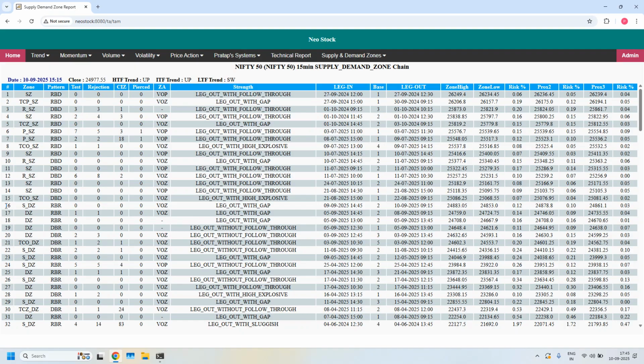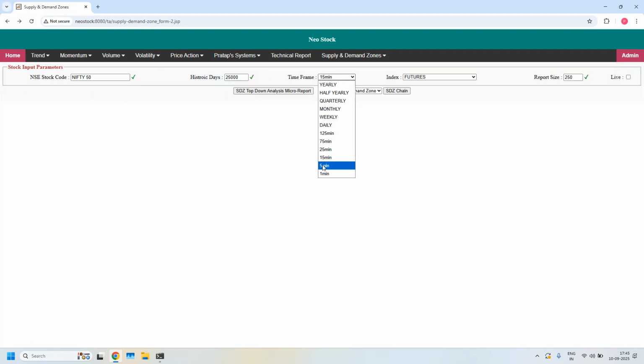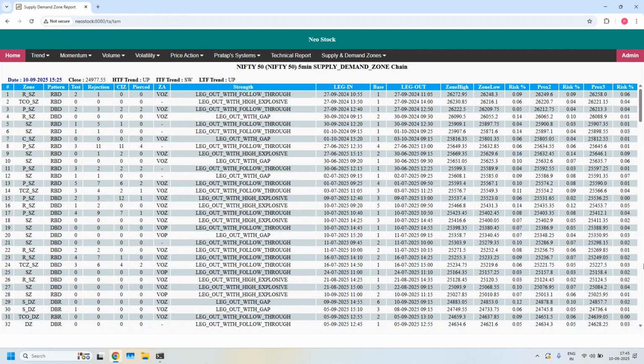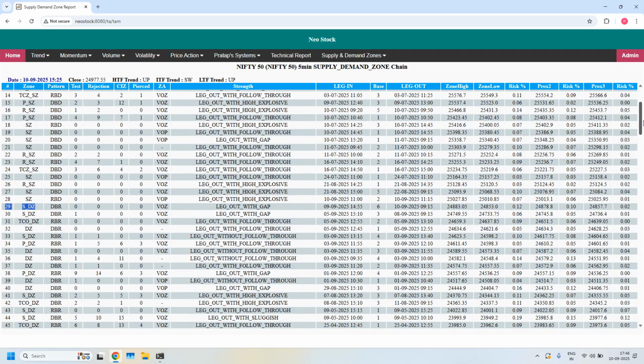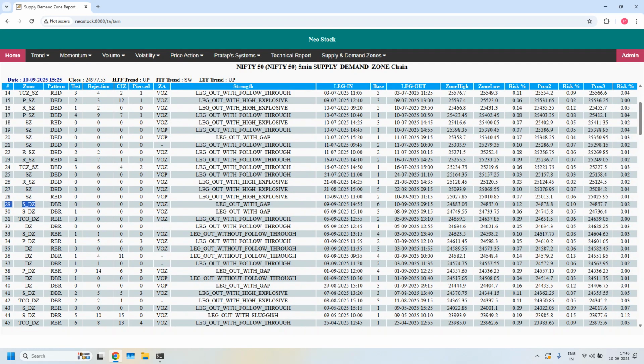The nearest demand zone is serial number 16. Okay, next, generating 5 minutes supply demand zone chain for Nifty. The nearest demand zone for the current closing price, serial number 29. I will put it in the middle of the page. So this is a Nifty supply demand zone chain report.